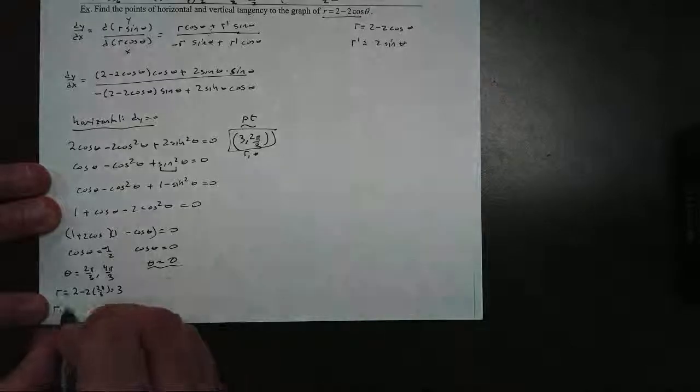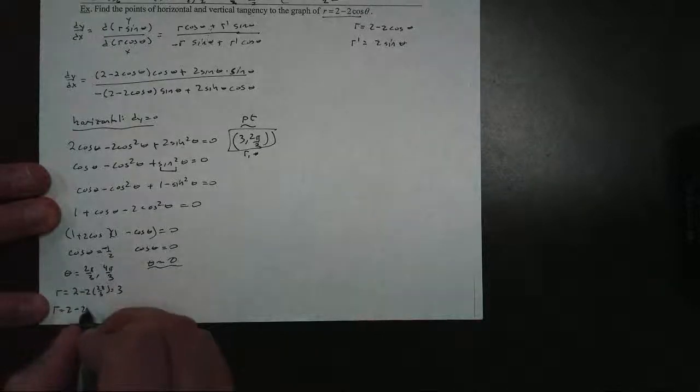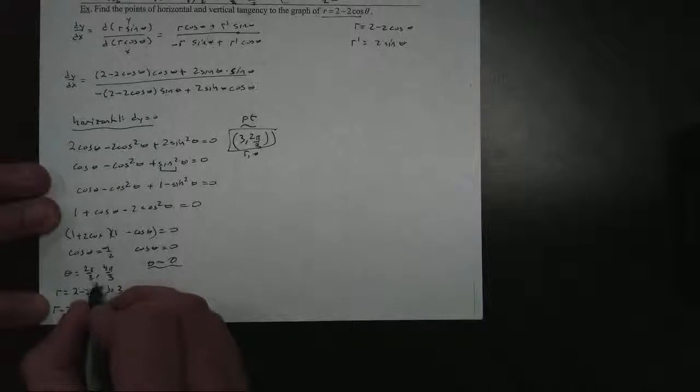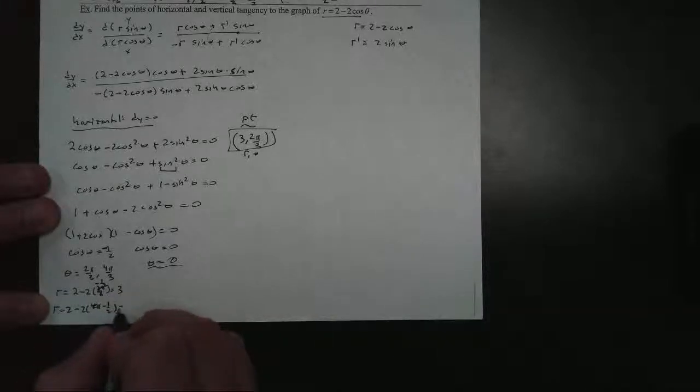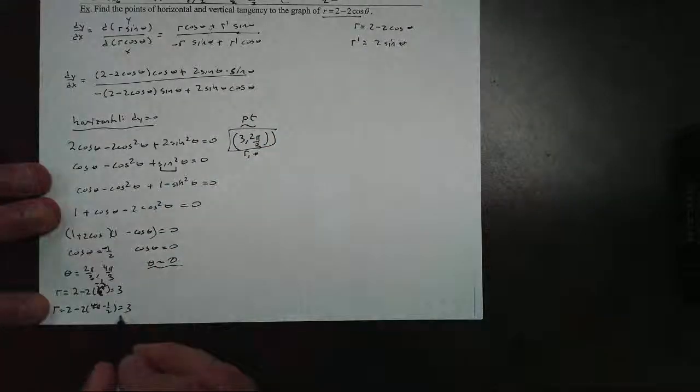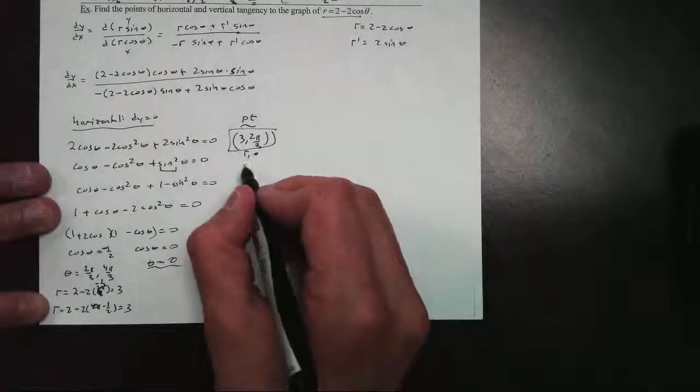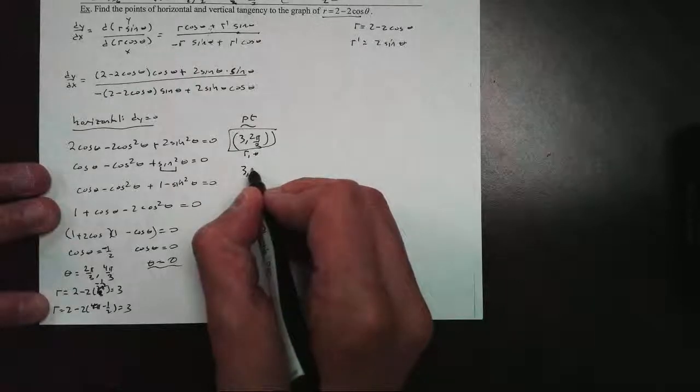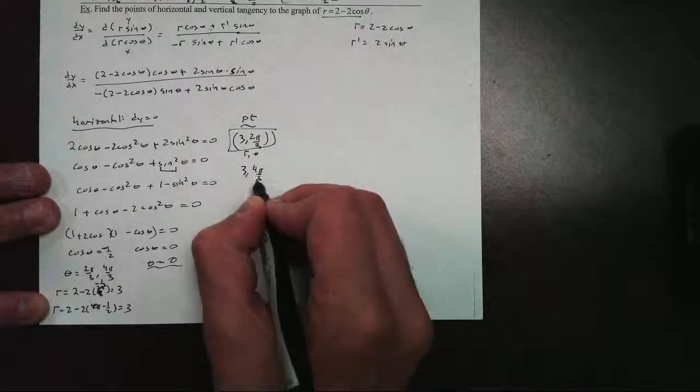To get the next one, I plug in 4 pi over 3. 2 minus 2 times the cosine of 4 pi over 3, which is negative 1/2, and again I get 3. Sorry about that, the math is wrong, but the number is right. So the cosine of 4 pi over 3 is negative 1/2, so I get 3 again. So my other point is 3 at 4 pi over 3.